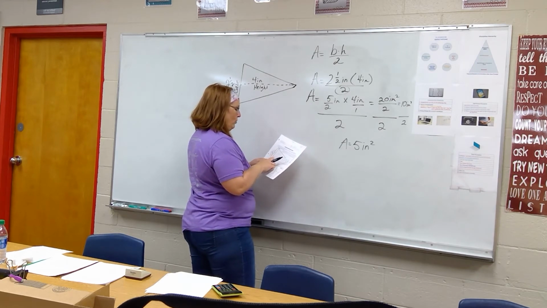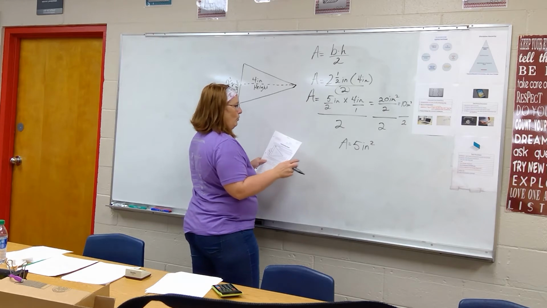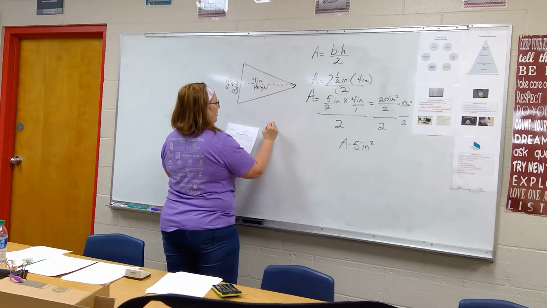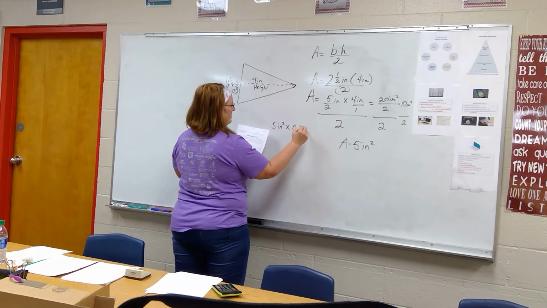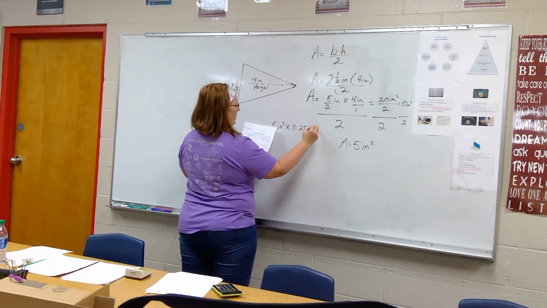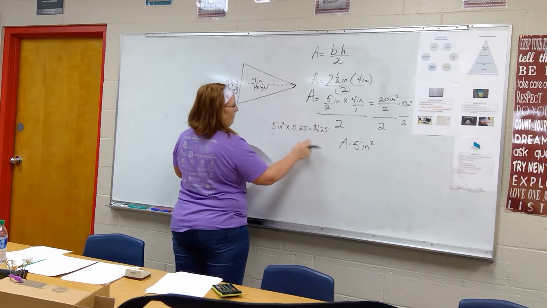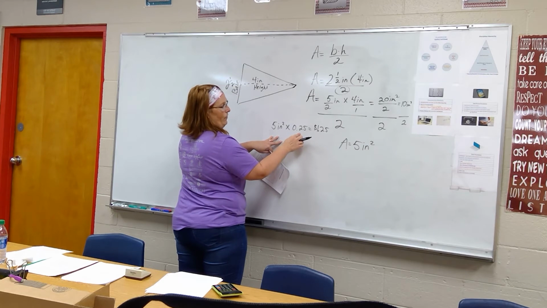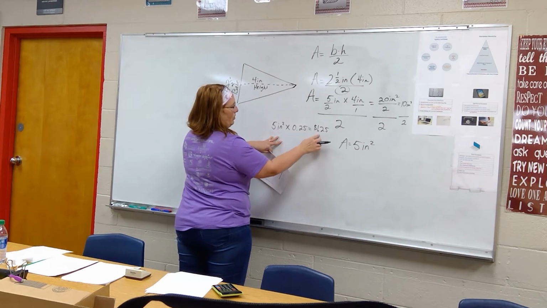It said if the fabric costs 25 cents per square inch, then how much will it cost to create 5 replica pennants? So 25 cents for each square inch. I need to figure that out first. So 5 inches squared times 25 cents equals $1.25. That's to make just one, because you have to take your total area for one pennant times 25 cents for each square. So 5 times 25 cents gives me $1.25.